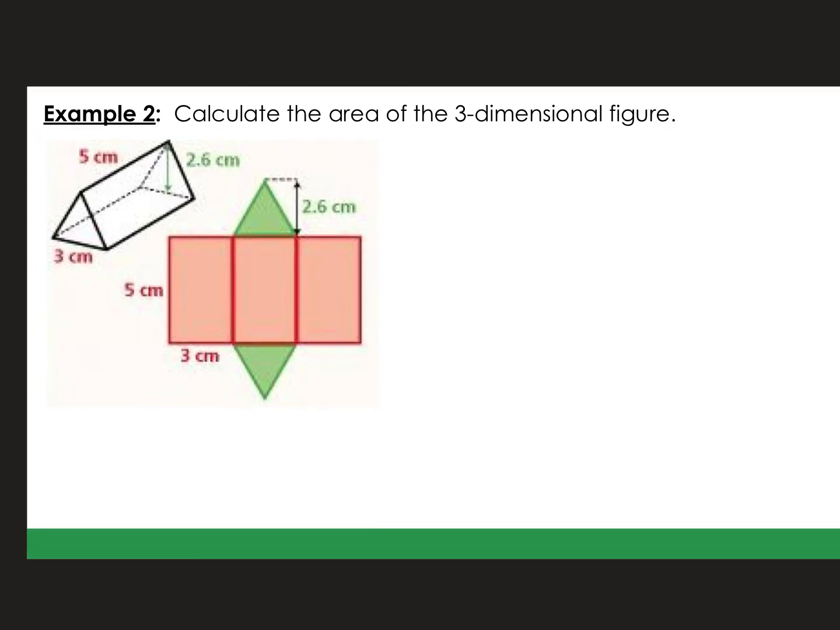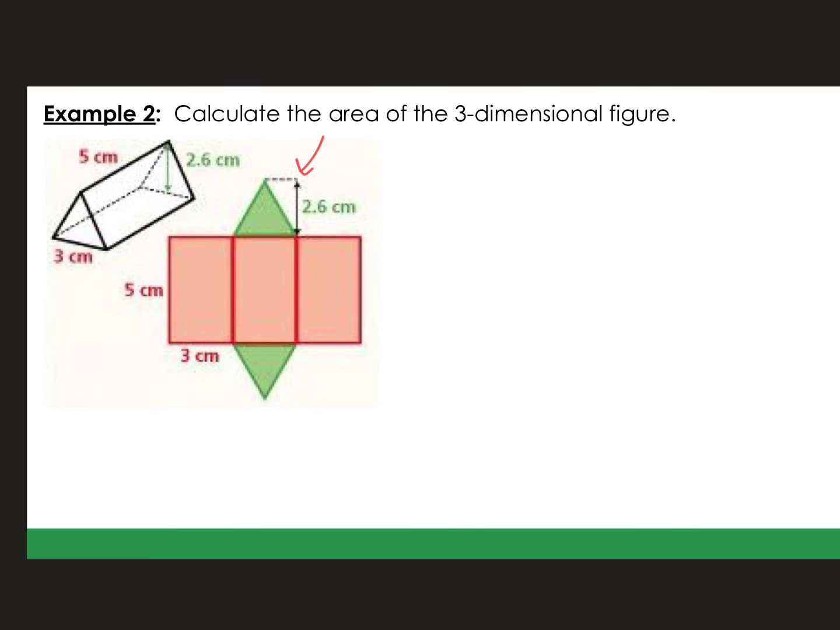Calculate the area of the three-dimensional figure. This is a triangular prism. First thing we're going to look at is the net. That's the red and green shape right there, where if we took that triangular prism and unfolded it, that's what we see. The 2 ends would fold out right here. And we need to find the area of all the pieces.